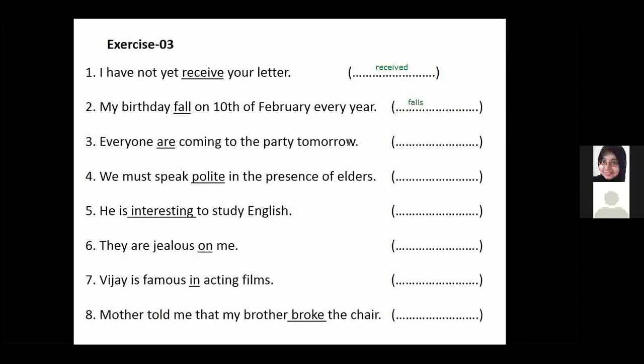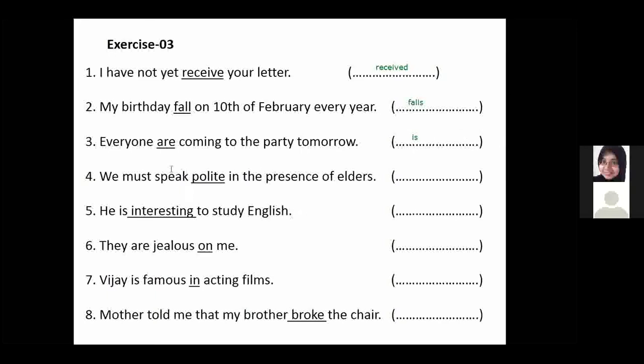Everyone are coming to the party tomorrow. Words like everyone, no one, anyone, anybody, everybody, nobody always come with a singular verb. So everyone is coming. Can you understand? We call them indefinite pronouns, as they are not referring to anyone in particular. So everyone, everybody, anyone, anybody, someone, somebody, no one, nobody always follow with a singular verb. Keep that in mind.